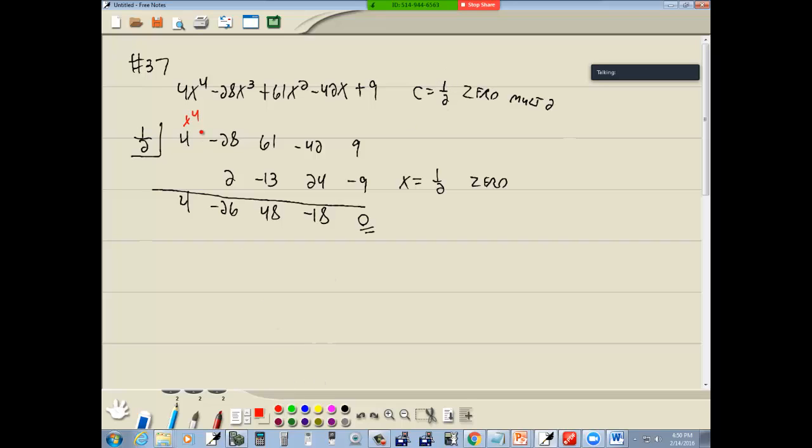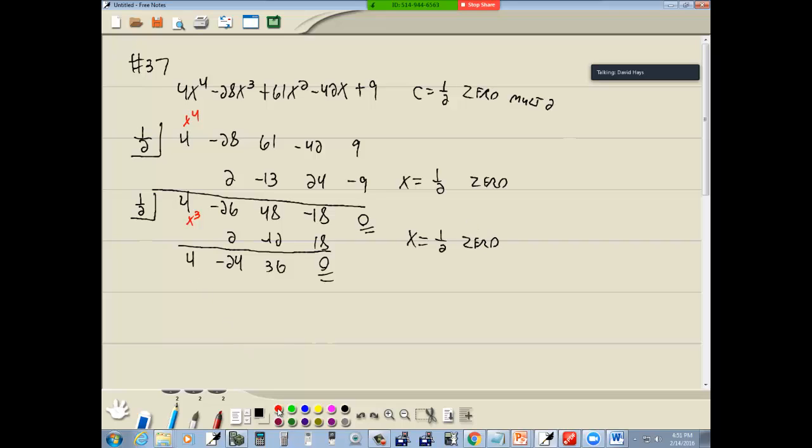Okay. Now, since we found that one answer, we went from x to the fourth down to x to the third. When they tell you it's a multiplicity of 2, that means you can plug in 1/2 again. You'll work twice. Oh, that's what I was wondering. Yeah, and if they tell you multiplicity of 3, that means you can plug it in 3 times. Now you want to plug it into the line you just found. So add, multiply, add, multiply, add, multiply, add, and we get another 0, which means we found another 0.